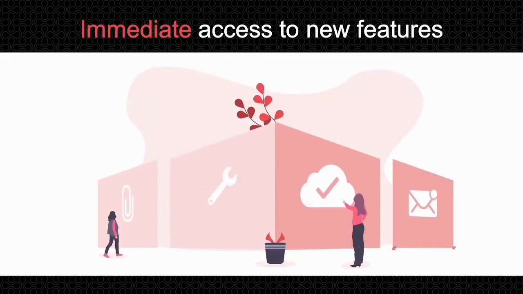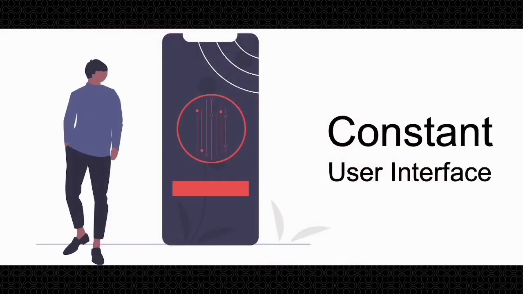Second point is immediate access to new features. Native apps can immediately make use of the latest features of Android or iOS, whereas hybrid apps have to wait until there's a plugin that supports that new feature. Finally, the most important point is consistent look and feel. As native apps are developed using native SDKs, their UIs look more consistent with their platform. This ensures better user experience as there are no discrepancies between the underlying platform and the app design.